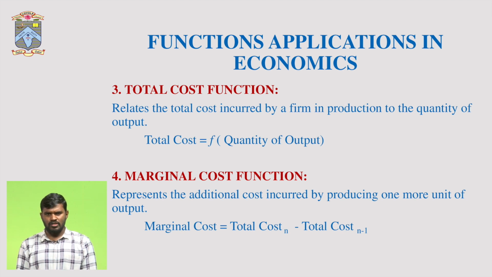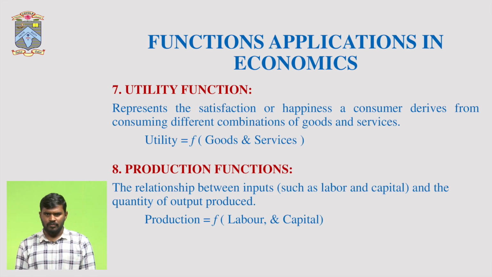Fourth one, marginal cost function, represents the relation between the total cost of n units and the total cost of n minus 1 units. Fifth one, utility function, represents the satisfaction or happiness connected to goods and services. Here a consumer's utility connects to the goods and services. Production function: here production is connected to the factors of production, namely labor and capital.